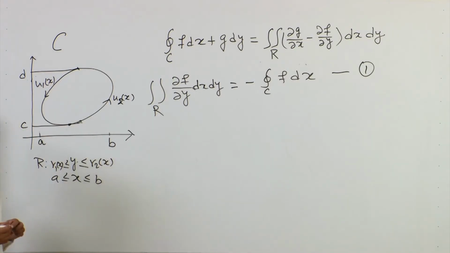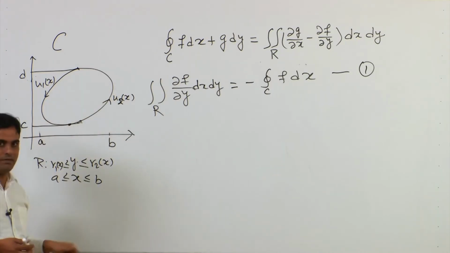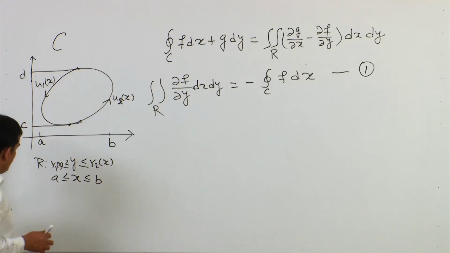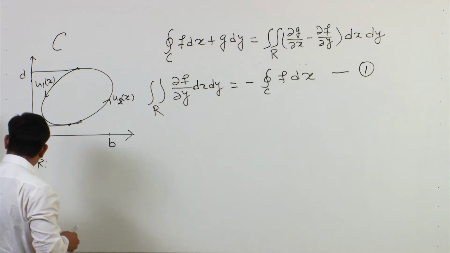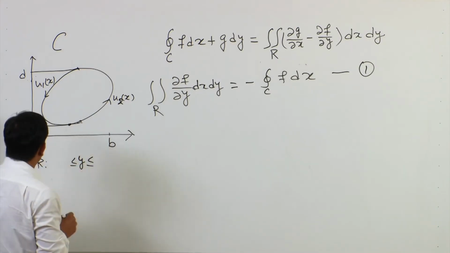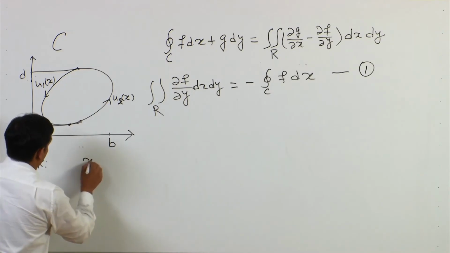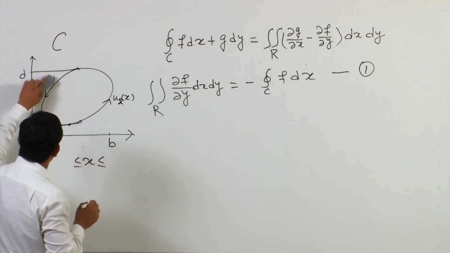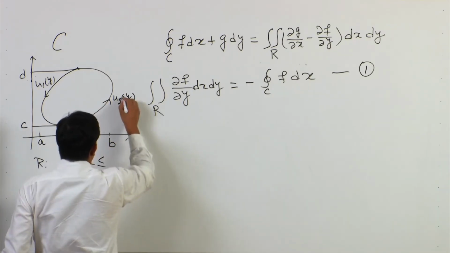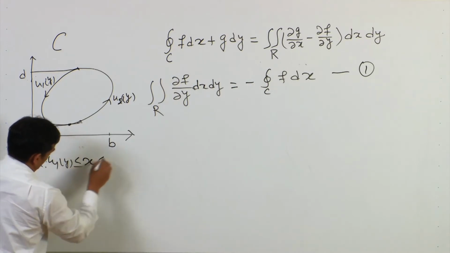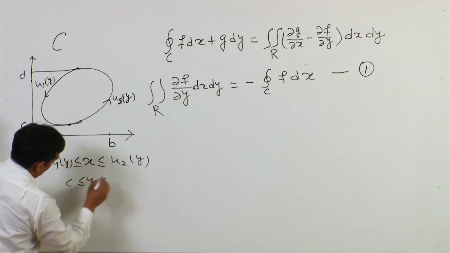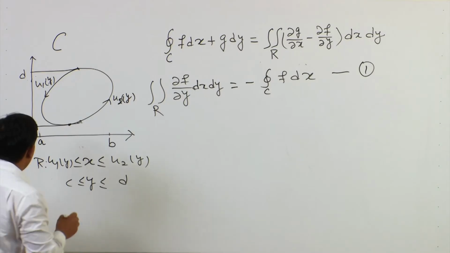So, I am having the same region R, the same closed curve C which is bounding this region R. Only I have changed now the representation of this particular region in this way. Here my x is between u1(y) to u2(y), and then I will be having y between c to d. Now, what I will be having?